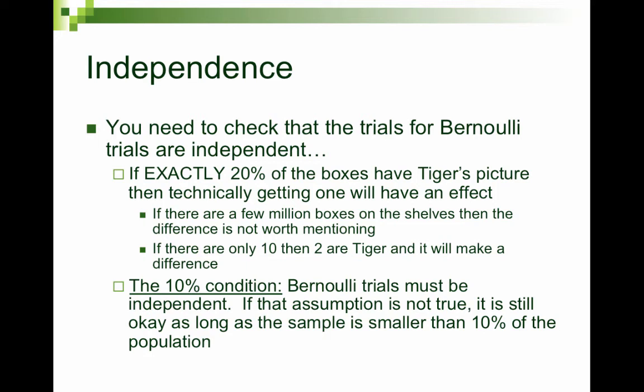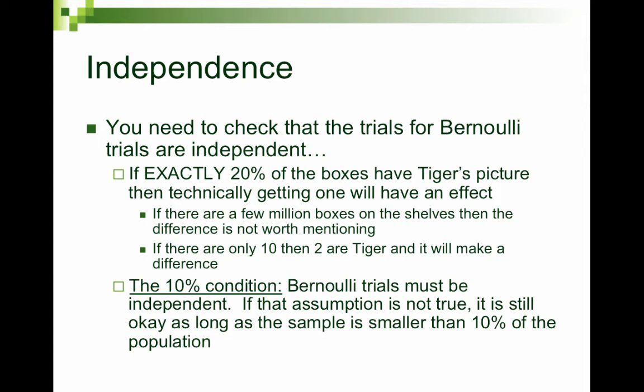This brings us to the 10% condition. Bernoulli trials must be independent. If that assumption is not true, and technically in our context it's not true, it's still okay as long as the sample is smaller than 10% of the population. So in other words, when you're doing a Bernoulli trial problem, you must actually check that they are independent.